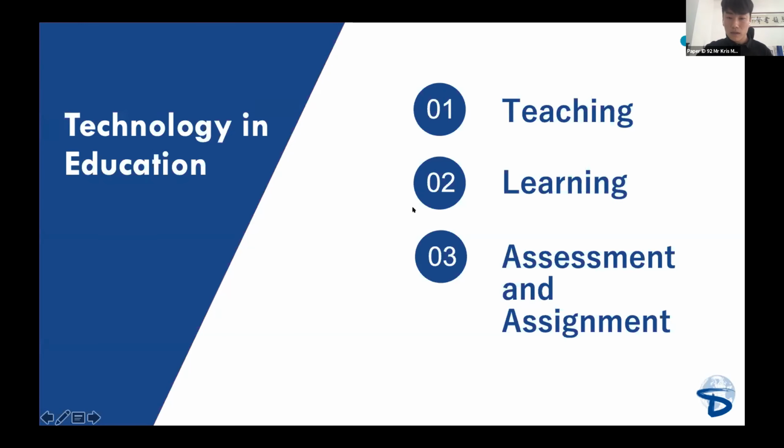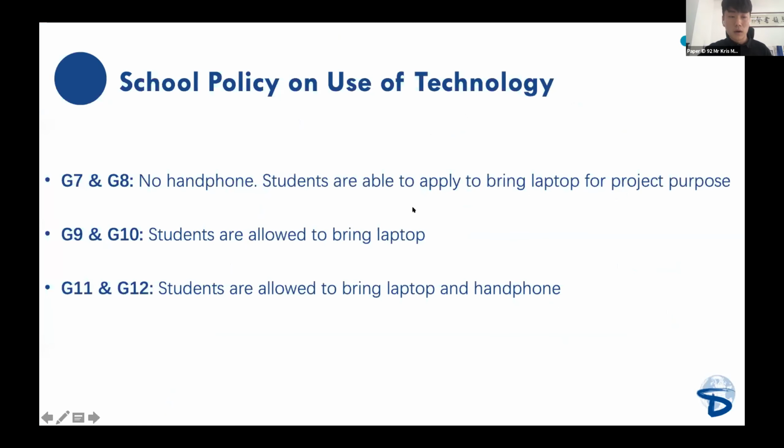Let me give you some background about my school. My school is an international school in China. Most of the students are from China, so sometimes the Chinese parents start to worry about the use of technology by their children. Here is the policy of our school.